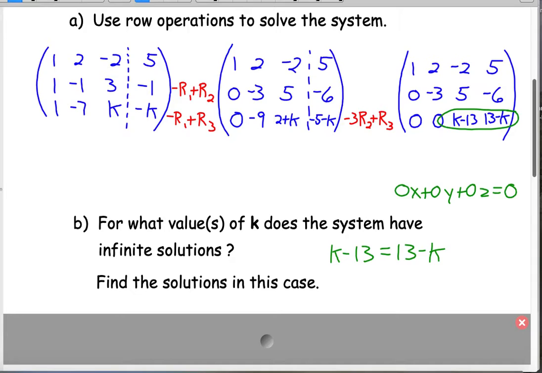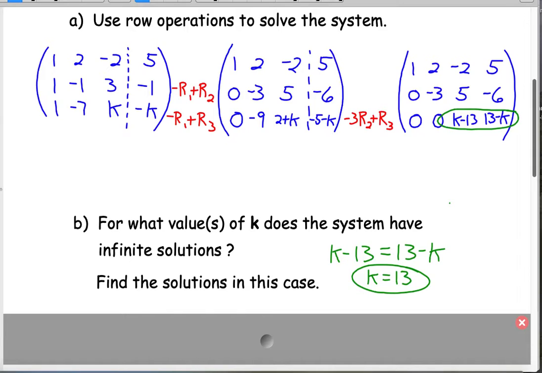So now what I really have is a system of two equations with three variables, and that's going to give me infinite solutions. So if k minus 13 is equal to 13 minus k, and I solve that, I'll get 2k is 26, and I'll get k is 13. So when k is 13, I'm going to have infinite solutions. And now it says find the solutions in this case.